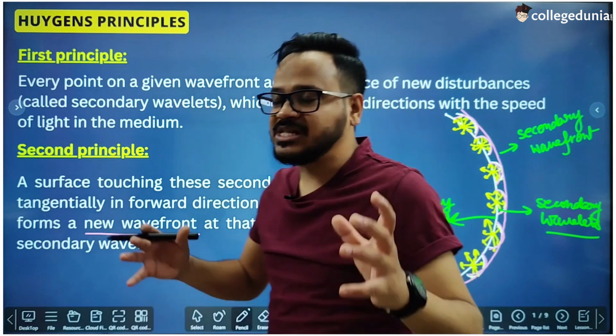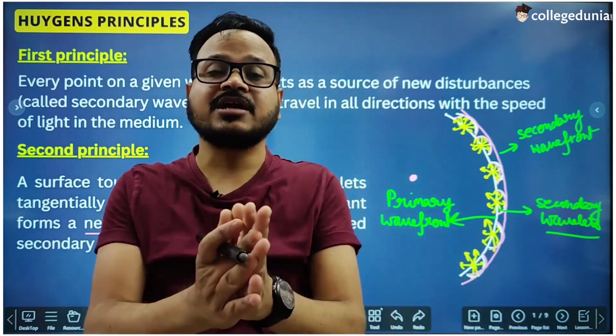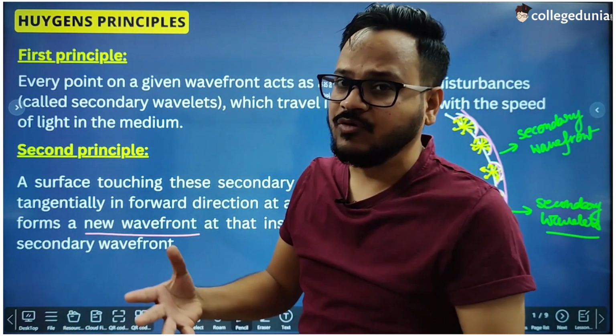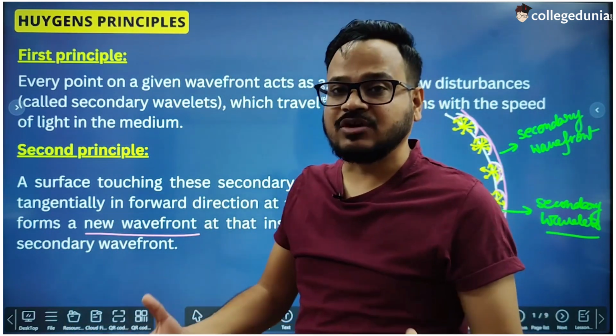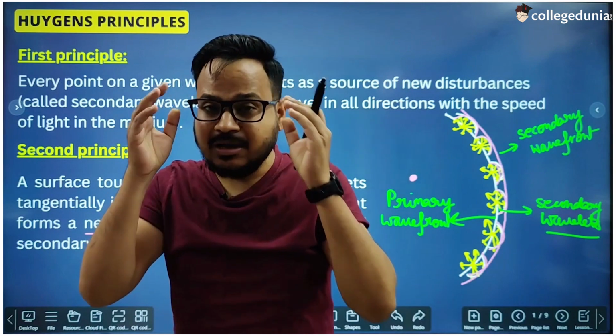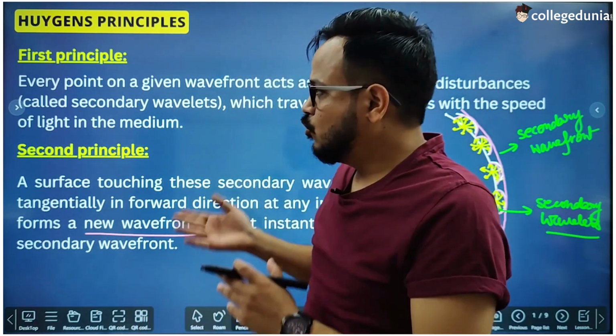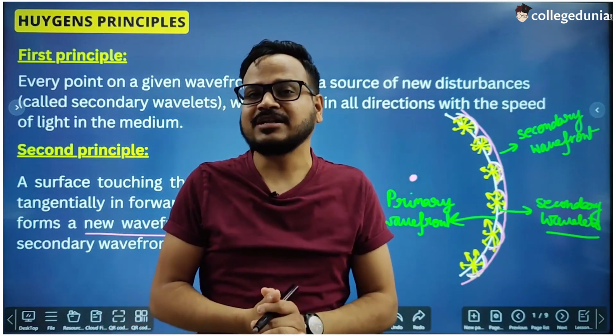So these two principles are very important to understand the wave nature of light, because using these principles we are going to prove the laws of reflection, the laws of refraction, and every other important property related to the wave nature of light. So these are very important. Just prepare them carefully.